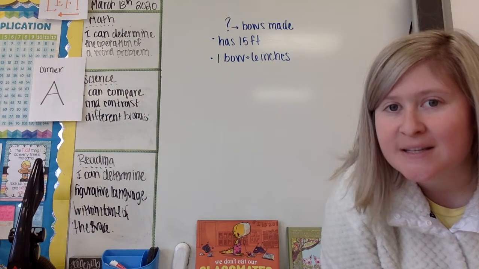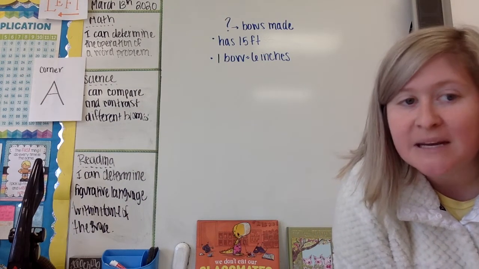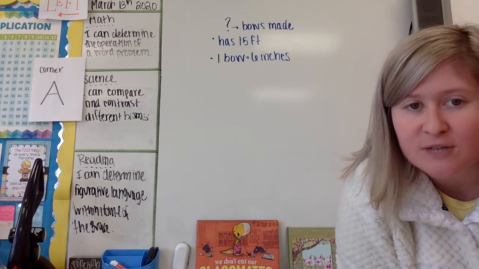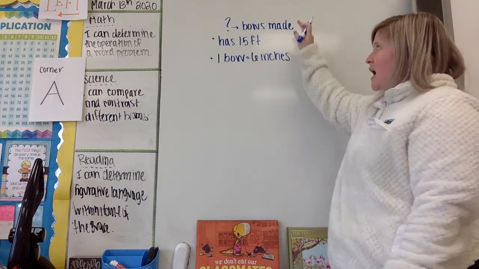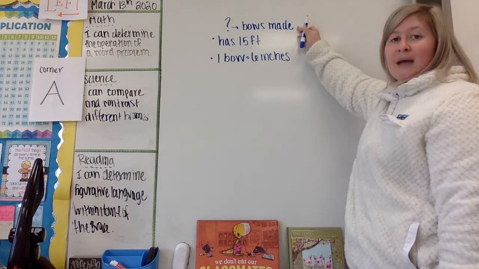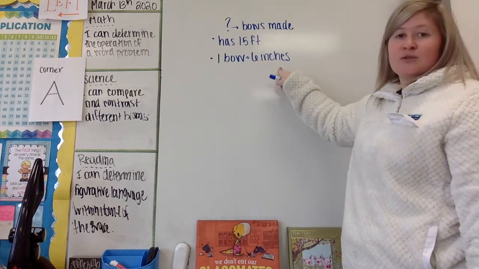Your teacher model that has a picture that you've now clicked says Laura has 15 feet of ribbon. She's making as many bows as possible using 6 inches of ribbon each. How many bows can Laura make? So I went ahead and set us up with I'm trying to figure out how many bows can I make total, if I have 15 feet and one bow is equal to 6 inches.